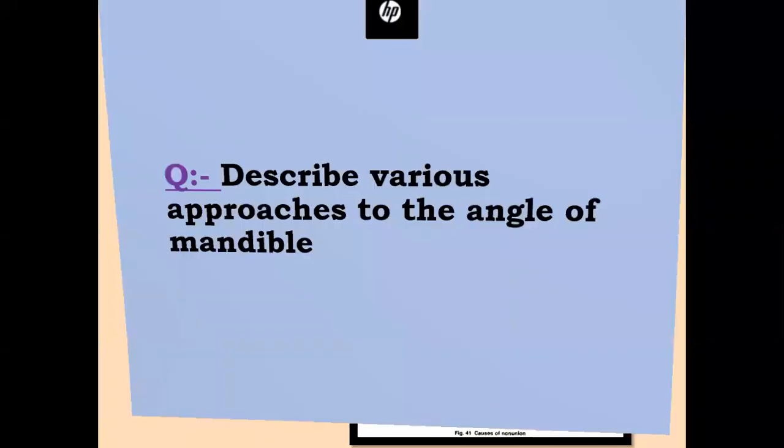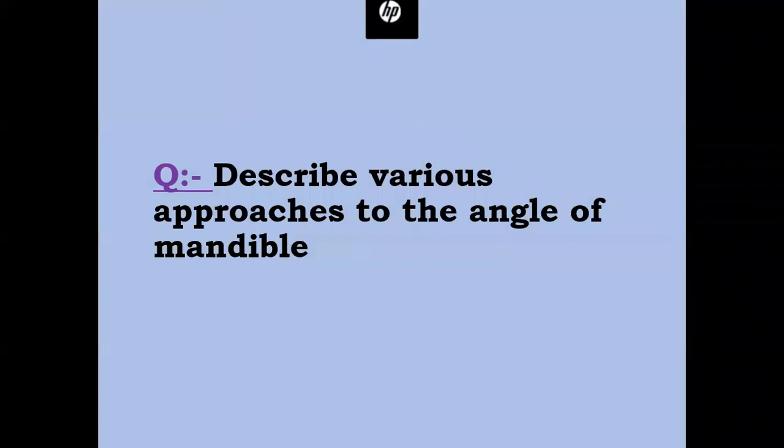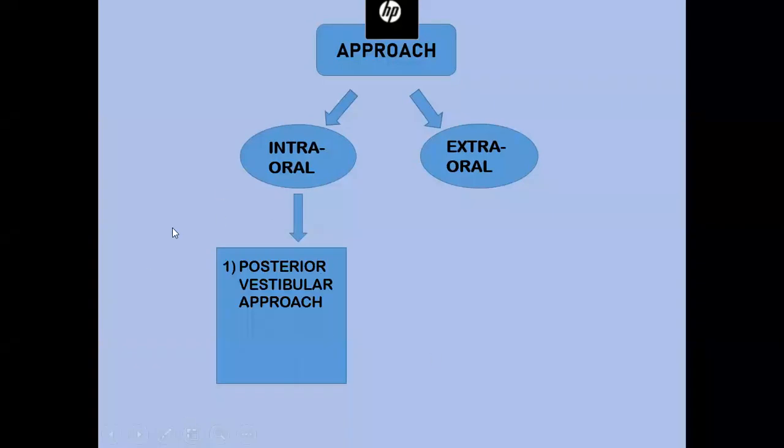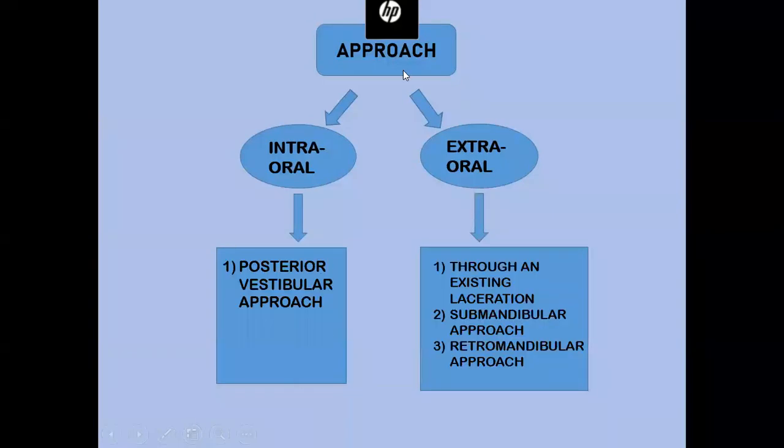Now coming to the next question. This is a most commonly asked question and it can also be asked as part of an LAQ: describe various approaches to the angle of the mandible. As we know, there are two types of approaches to the angle: the intraoral approach and the extraoral approach. In the intraoral approach, we have the posterior vestibular approach, and in the extraoral, we have three: through an existing laceration, or a cut or wound, then a submandibular approach and a retromandibular approach.